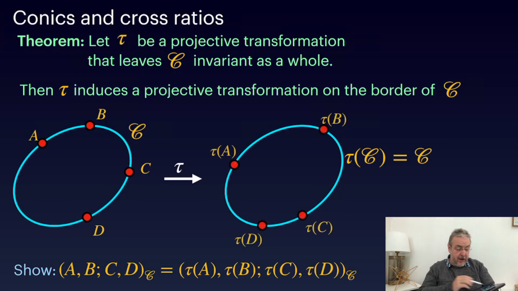So we consider the 4 images of those 4 points, and now we claim that if we have a transformation that leaves C as a whole invariant, then the cross ratio of those 4 points here will be the same as the cross ratio of those 4 points. So how to get there?